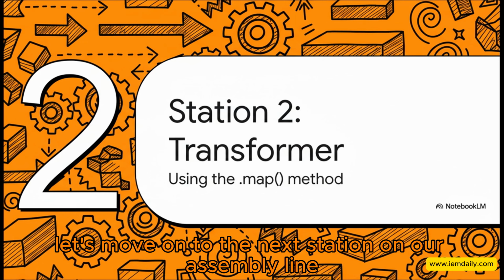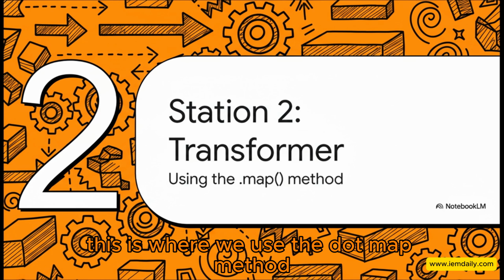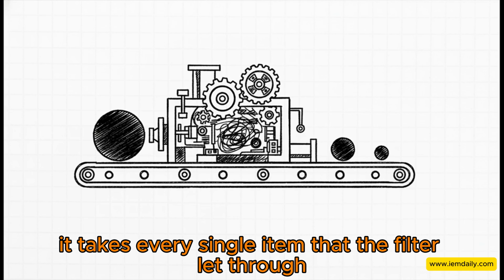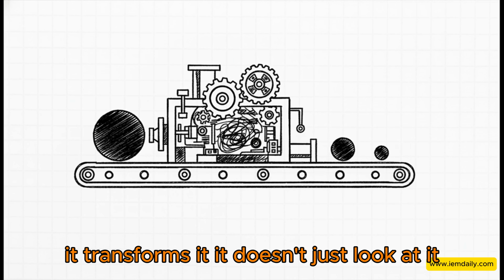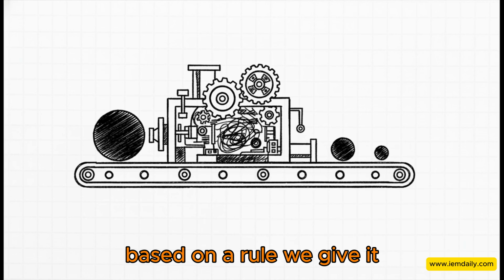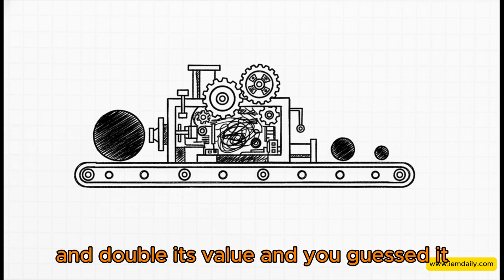Let's move on to the next station on our assembly line, Station 2, the transformer. This is where we use the .map method. The map station is where things get really interesting. It takes every single item that the filter let through, and it transforms it. It doesn't just look at it, it actively changes it into something new based on a rule we give it. So for our example, let's say we want to take every number that comes through and double its value.